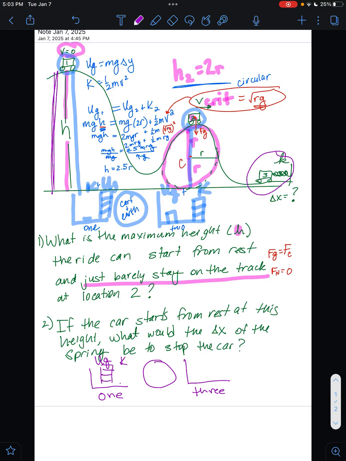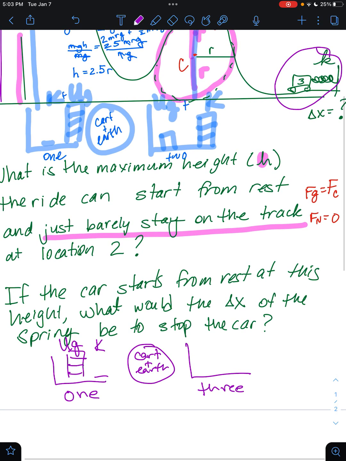Because I'm not moving, there's no kinetic, and that's the cart and the earth that are sharing that energy. But at location 3, I've stopped, so there's no kinetic. I'm at the ground, so there's no gravitational. But I'm compressing a spring now. So all my energy becomes stored in the spring. And so now the spring is what's storing the energy.